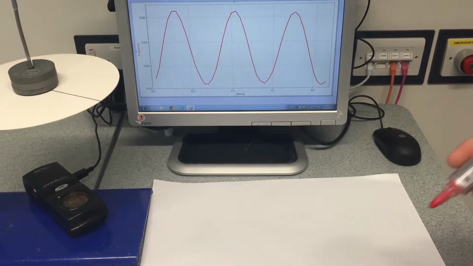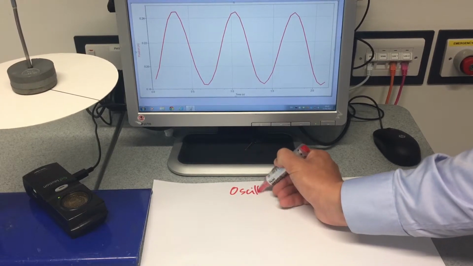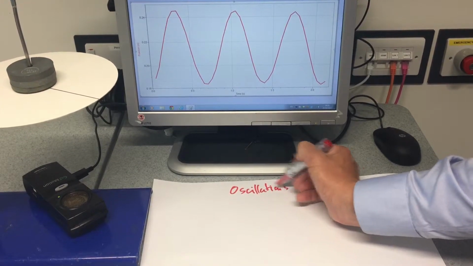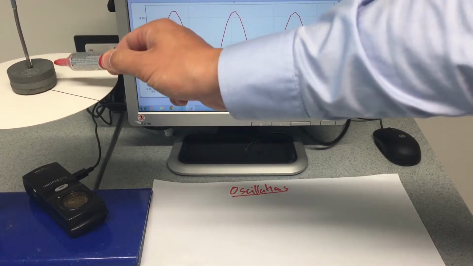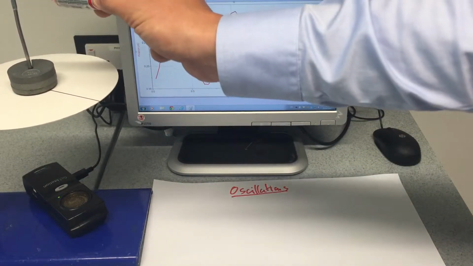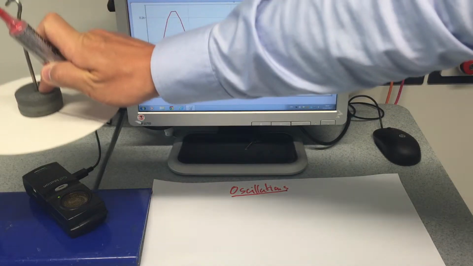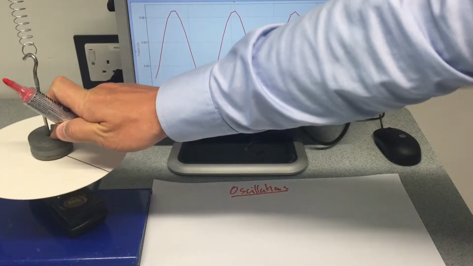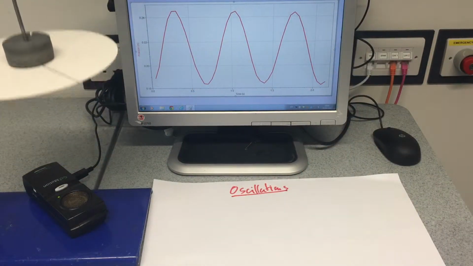Okay, here I'm going to go through and explain a practical on oscillations. It's going to make use of a mass on the end of a spring. There's a spring just slightly above this, and that means that when I depress it there, you can just see the spring coming into sight. When I release it, it will start to oscillate.